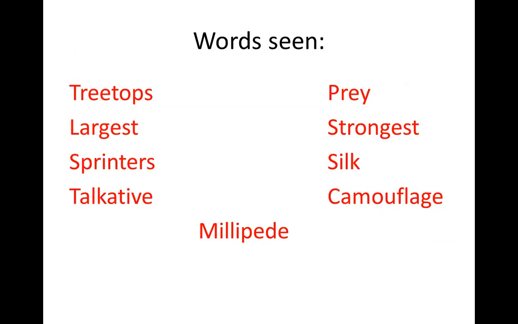So if you look back and think about the pictures that we saw, think about what treetops go with: largest, sprinters, talkative, prey, strongest, silk, camouflage. And then I might ask you to say a different word for each of these. And then I might ask you to compare the animals to each other, such as the giraffe, that's the tallest, and the whale, that's the largest. Think about something these animals have in common, such as giraffes and cheetahs have spots.